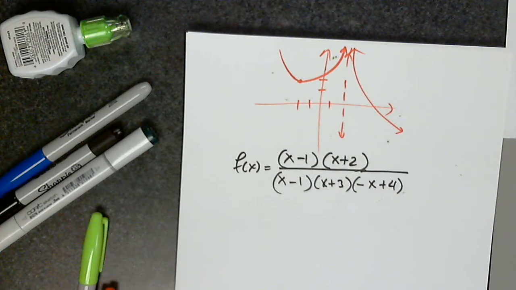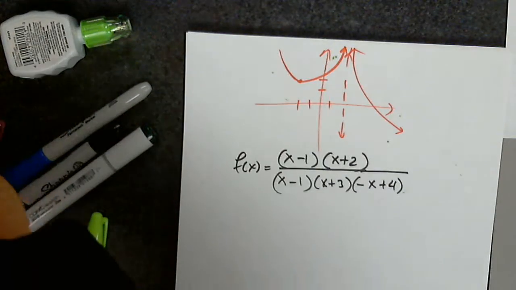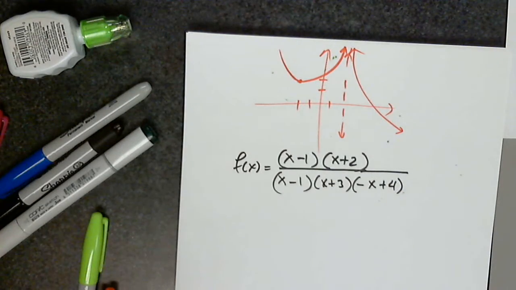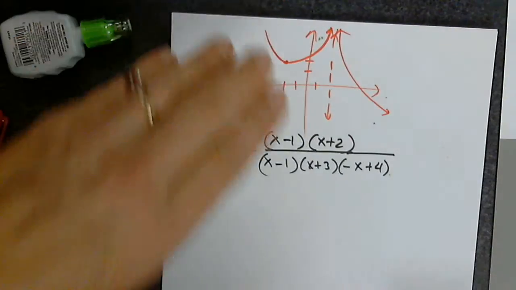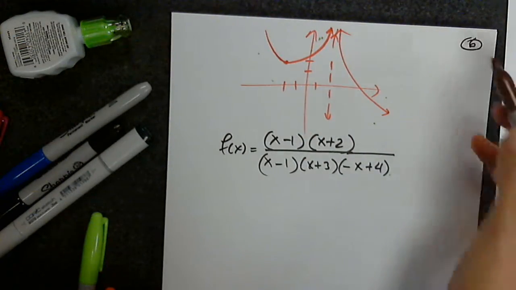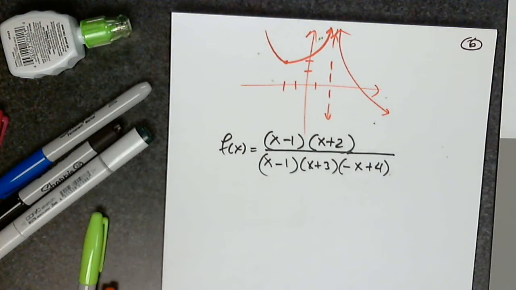I already gave it in the factored form. I just made it up. It's already presented in the factored form, so we don't have to worry about factoring it. Okay, so domain.